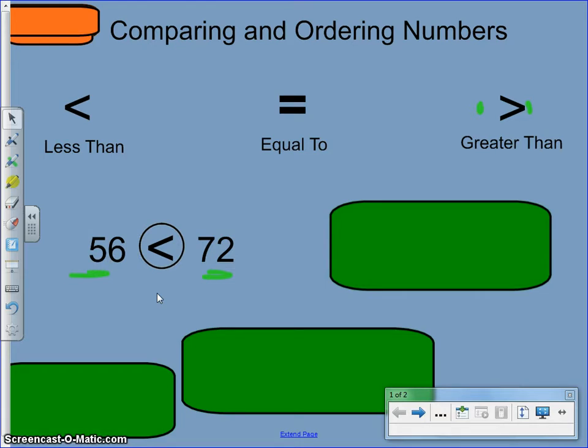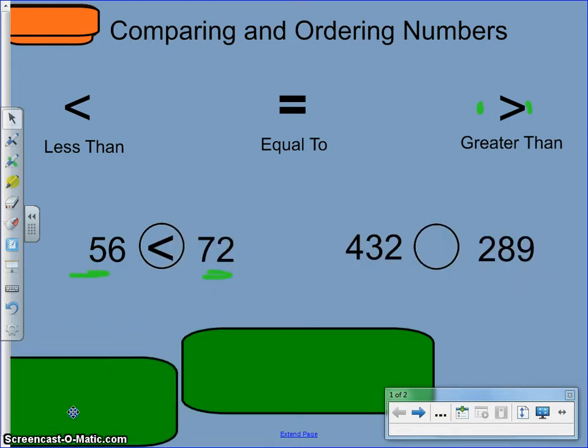Okay, now let's take a look at this next example. We have 432, blank, 289. Is it less than, greater than, or equal to 289? Now in this case, it's actually greater than. So we want to make sure we use the proper symbol, the greater than symbol.